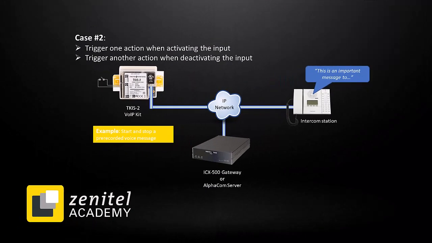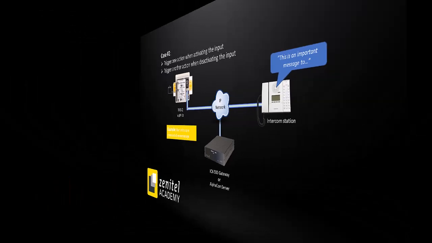In case number 2, we want the input to trigger one action when the input is activated, and some other action when the input is deactivated. For example, to start and stop a pre-recorded voice message. To achieve this, we must use the event handler. First, remove any entry in the dock table.